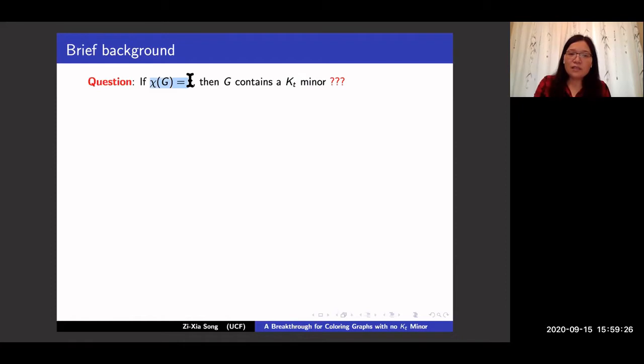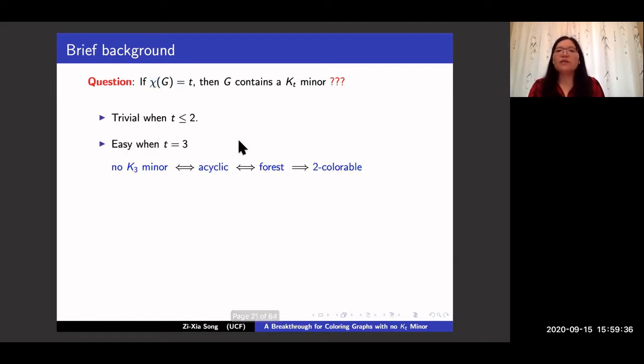If I need exactly t colors to color, is it true that my graph must contain a Kt minor? So now let's look at the small values of t. It's trivial when t is 2. Now when t is 3, no K3 minor means my graph simply doesn't have any cycles. So it would be 2-colorable.